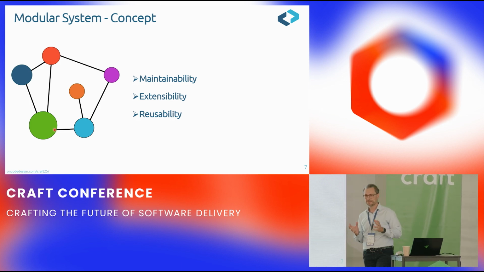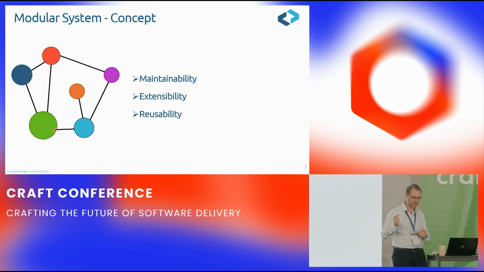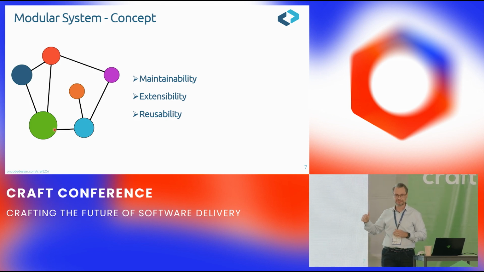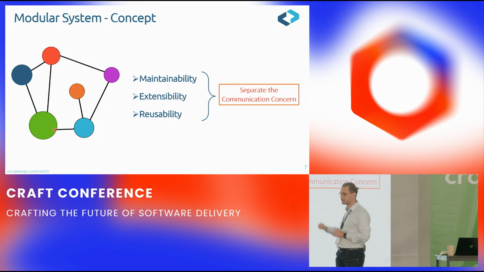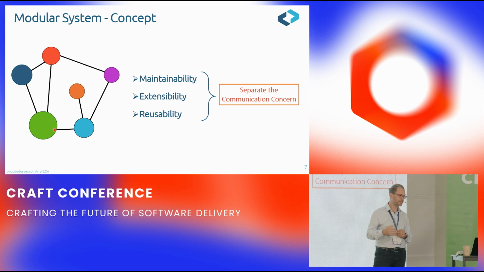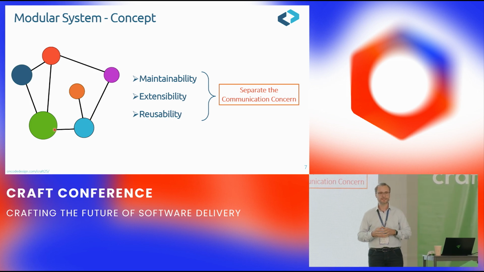So the modular system is when you have this system that's built by separated things that work together to produce the features. Those could be modules or services. And you get the stability, maintainability, extensibility, and reusability. Another thing that it brings, more relevant for our talk today, is that it provides a separation of concerns in regards to communication. So you can separate the communication concern.